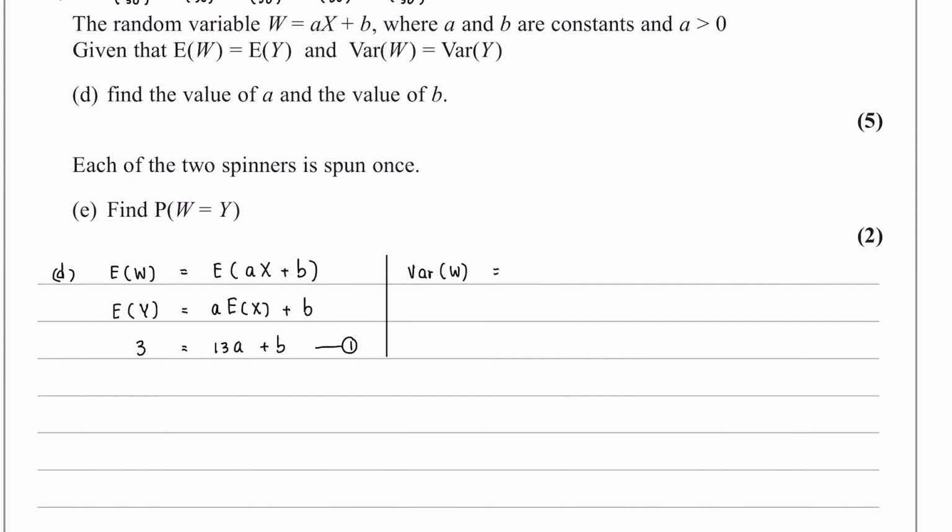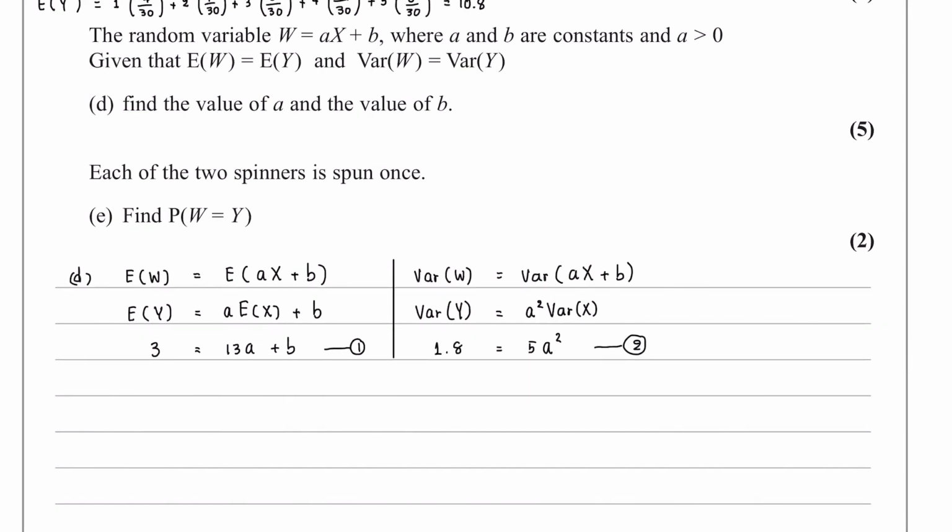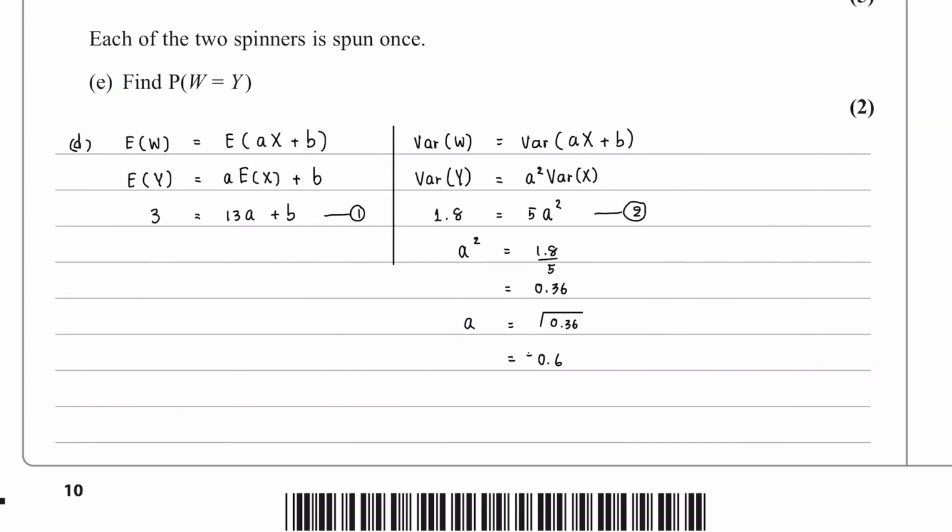Variance of W is variance of aX plus b, which is a squared times variance of X, and variance of X is 5. Now we have 5a squared. Since variance of W equals variance of Y, and variance of Y is 1.8, this is our second equation. From the second equation, we can solve for a. So a squared will be 1.8 divided by 5, which is 0.36. To find a, we take the square root of 0.36, and it will be plus or minus 0.6.